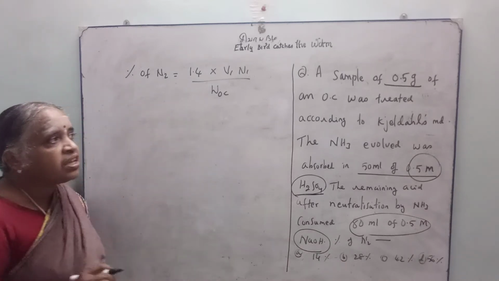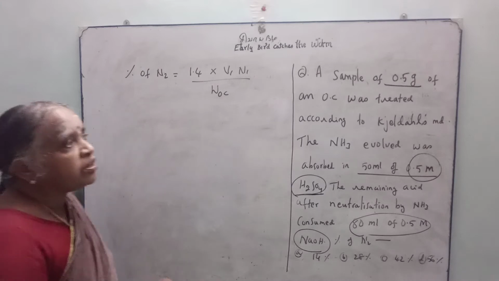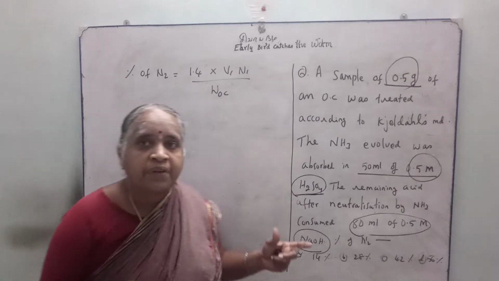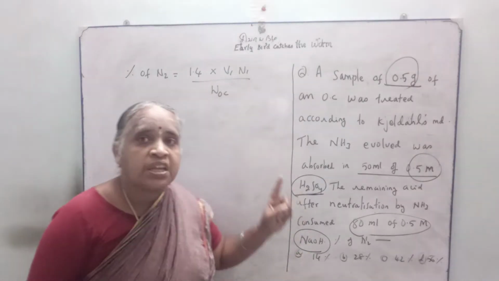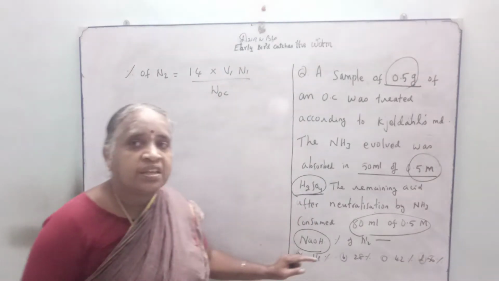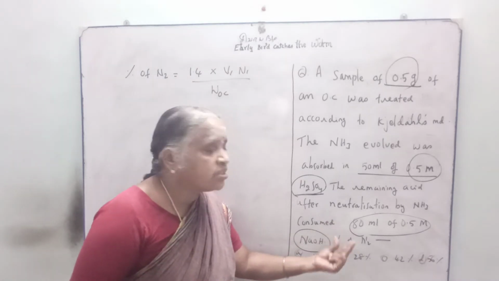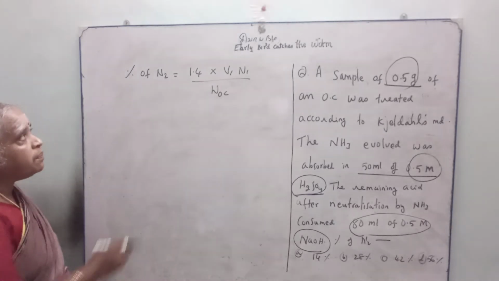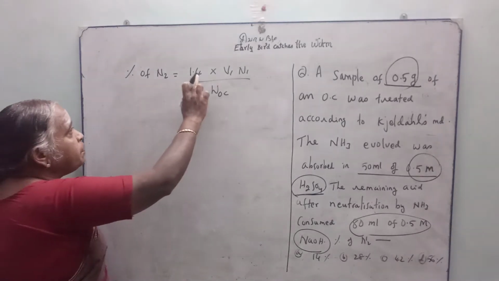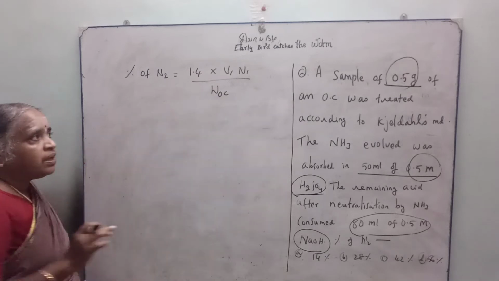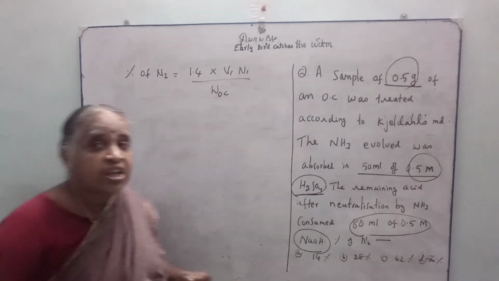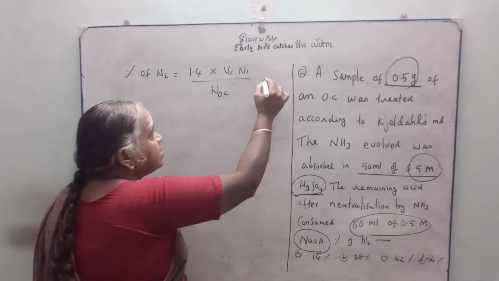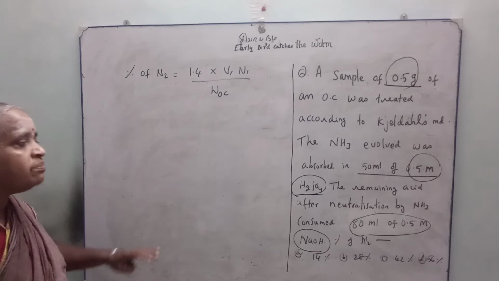Okay, now let us see. The first is the weight of the organic compound, which is given as 0.5 gram. Two volumes are provided: one is the initial volume of the acid, another is the volume of sodium hydroxide utilized. The formula for percentage of nitrogen is 1.4 into V1N1 divided by the weight of the organic compound. This is a simplified formula, a tip, not the real formula. For some this is enough.